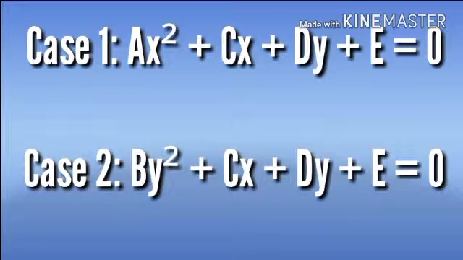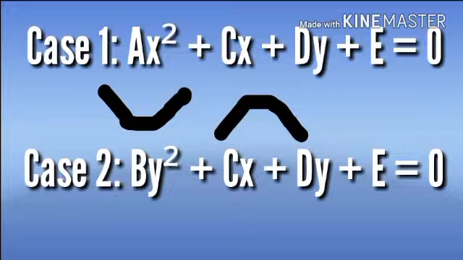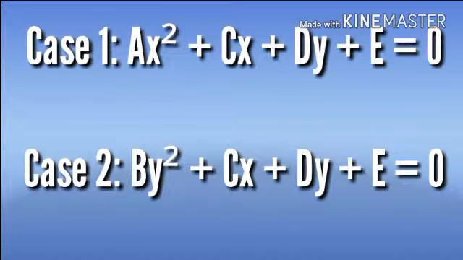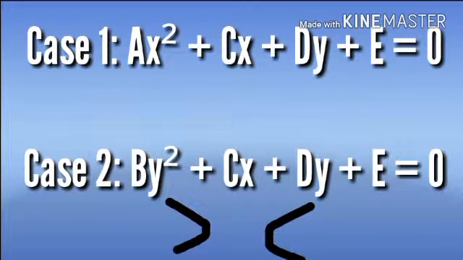Case 1: Ax squared plus cx plus dy plus e is equal to 0. Case number 2: By squared plus cx plus dy plus e is equal to 0, where a and b are non-zero constants. If x is squared, then the graph is vertically aligned. Its opening may be upward or downward. Then if y is squared, its opening is either to the left or to the right.